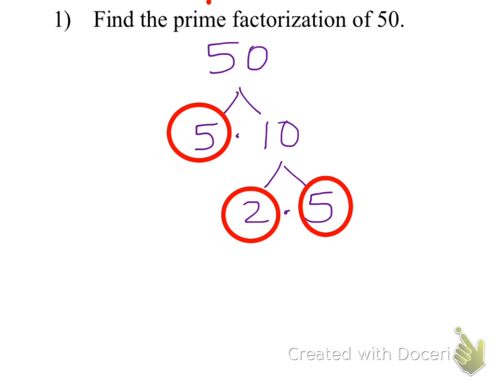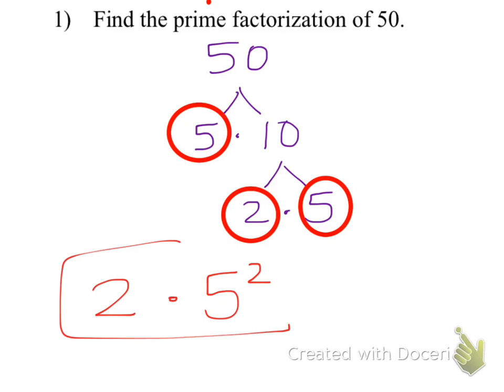Circle it. I quickly check. Did I use any 1s? Nope. Good thing. And then you want to finalize your prime factorization down here at the bottom. 2 times 5 squared. There is my final answer. Good way to check. 5 times 2 equals 10, and 10 times 5 equals 50, and that's what we wanted it to equal.